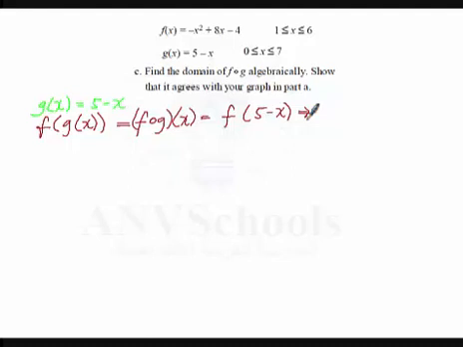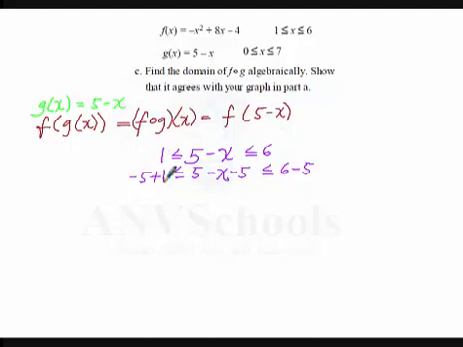I've told you before that there are steps to be followed in getting the domain of the new function, the composite function. So let our f of g of x, which in this case is f of 5 minus x, so 5 minus x should be in between the domain restriction of f of x, which is 1 and 6. And we get rid of our 5 here. So we subtract 5, and the same is true with the other sides. We have to subtract 5. So 1 minus 5 is less than or equal to 5 minus x minus 5, which is less than or equal to 6 minus 5.